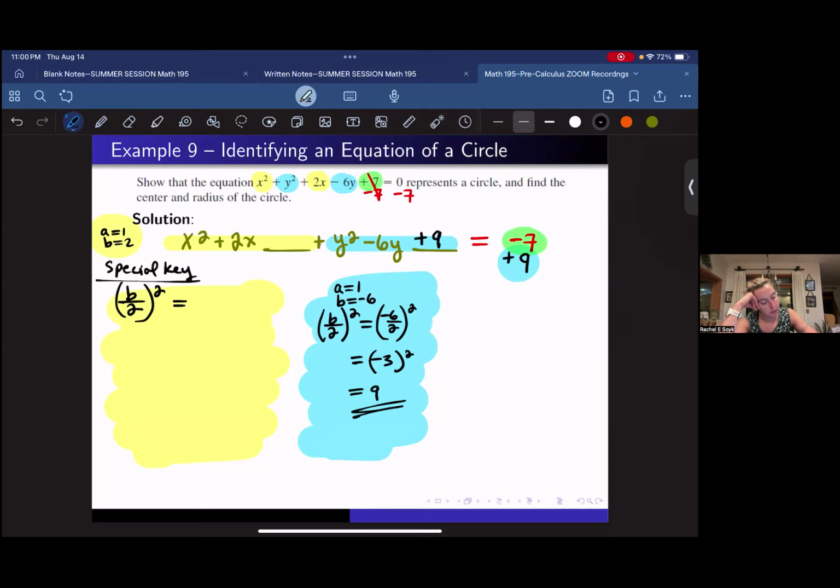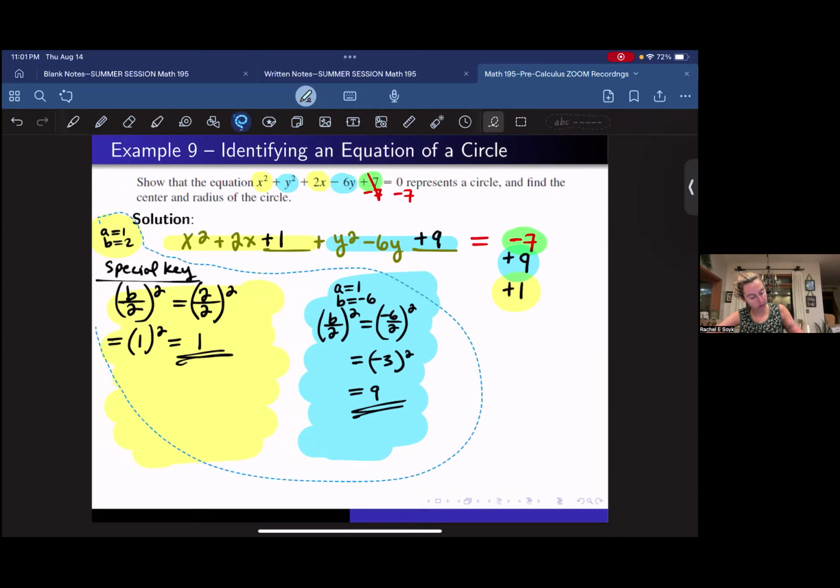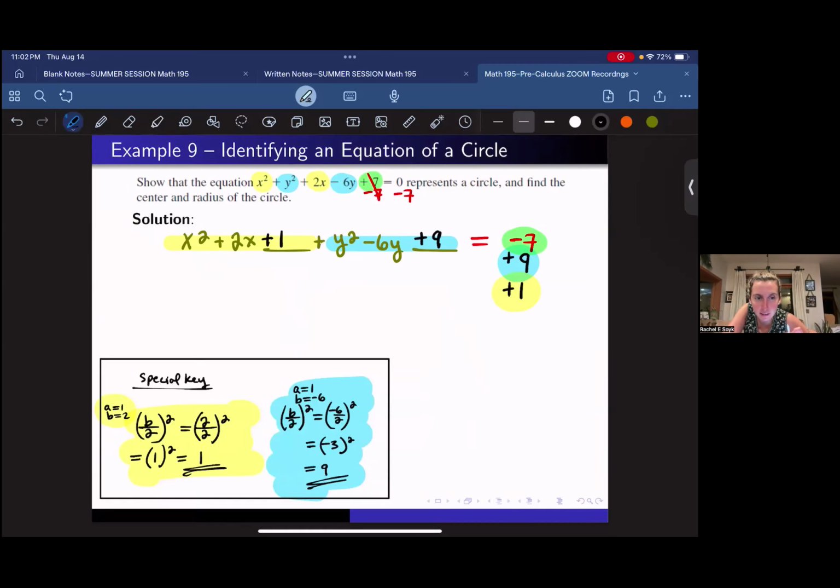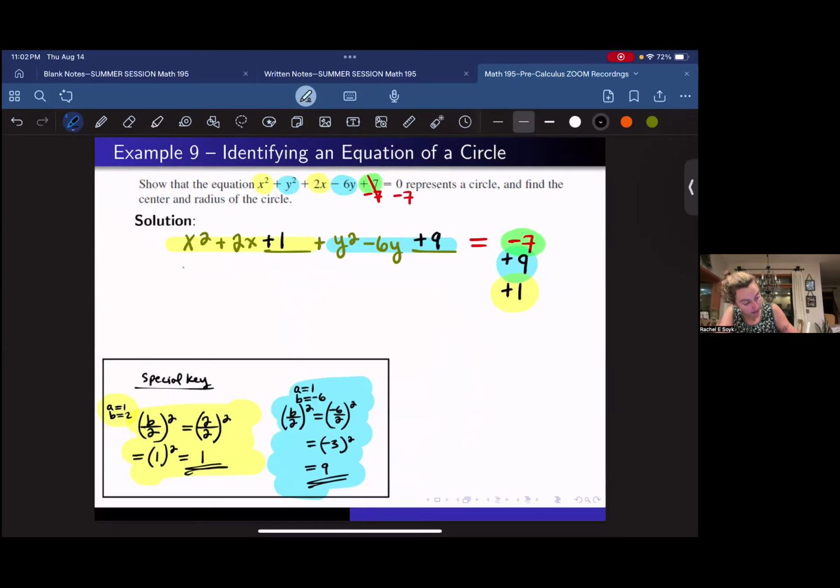Now let's solve our yellow. Our b here is 2. 2 divided by 2 is 1, and 1 squared is 1. So we're adding 1 to our yellow. And again, whatever we add to that left-hand side, we also have to add to our right. Now let's maybe shrink this part over here to have some more space. Okay, that's better. And now we're ready to factor.